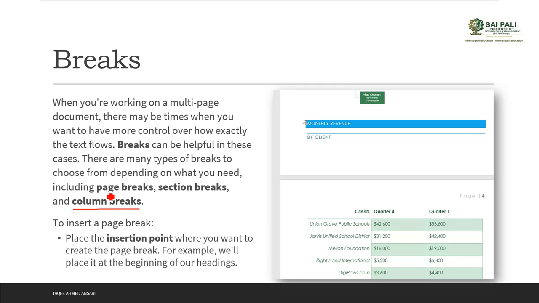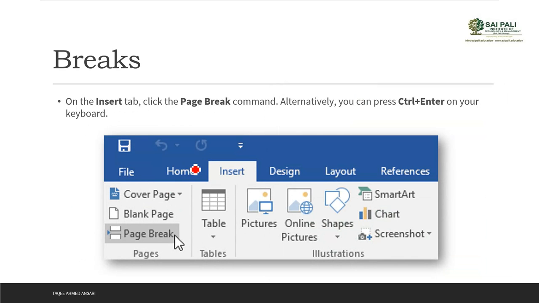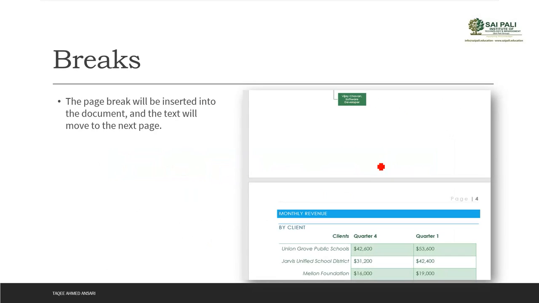Now first I want to add the page break. So first put your insertion point where you want to break, and then go to the insert tab. There is an option to break, that is page break. Either you can use Control Enter also. This is the shortcut key, and once you press this, the text will start from the new page.